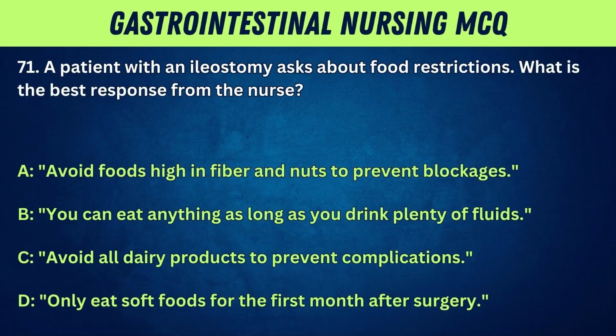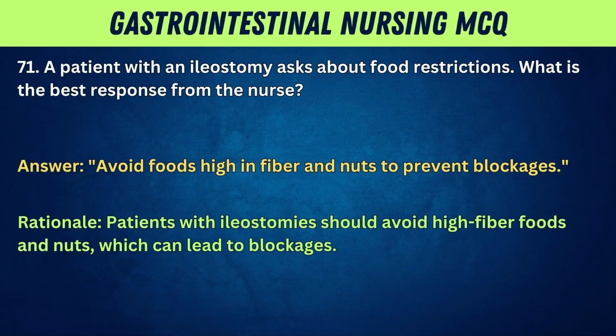71. A patient with an ileostomy asks about food restrictions. What is the best response from the nurse? A. Avoid foods high in fiber and nuts to prevent blockages. B. You can eat anything as long as you drink plenty of fluids. C. Avoid all dairy products to prevent complications. D. Only eat soft foods for the first month after surgery. Answer. Avoid foods high in fiber and nuts to prevent blockages. Rationale. Patients with ileostomies should avoid high-fiber foods and nuts, which can lead to blockages.